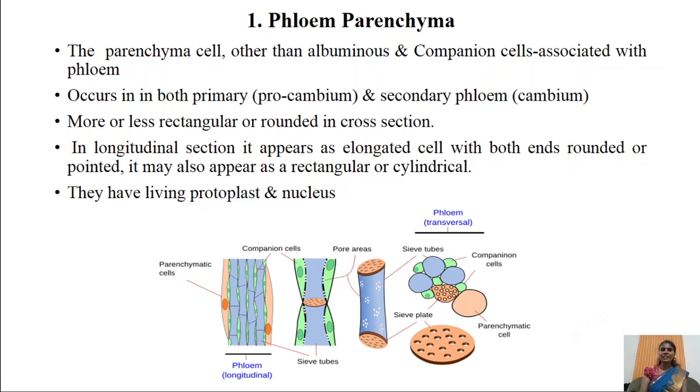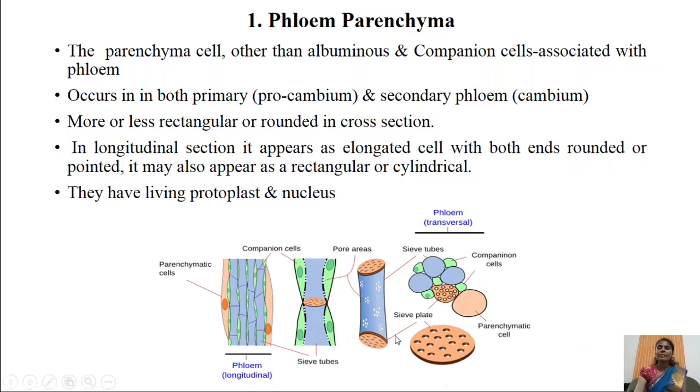The first one is phloem parenchyma. The parenchyma cells other than the albuminous and companion cells associated with the phloem are referred to as phloem parenchyma, which occur in both primary as well as in secondary phloem. So primary phloem is formed from procambium and secondary phloem is from cambium. They are more or less rectangular or rounded in their cross section.